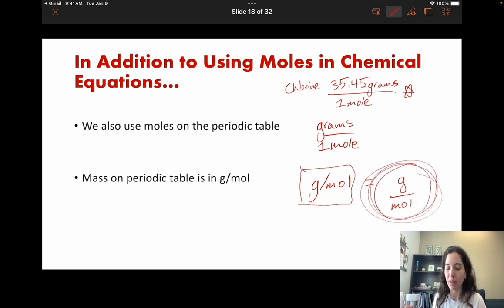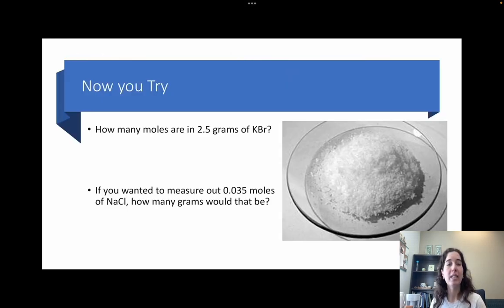I would highly recommend never writing it like this, just so you don't make mistakes. So let's try this in action here, if we actually want to use this number for calculations. This problem here is asking us to find how many moles are present in 2.5 grams of potassium bromide, KBr. So we want to find moles. We're solving for moles. All right. And we know that we have 2.5 grams of this chemical, 2.5 grams of KBr.